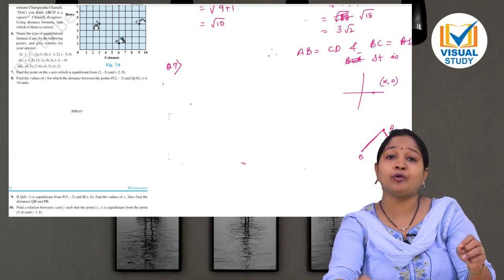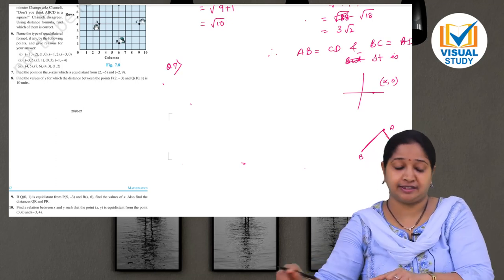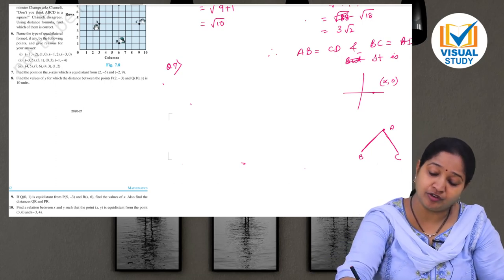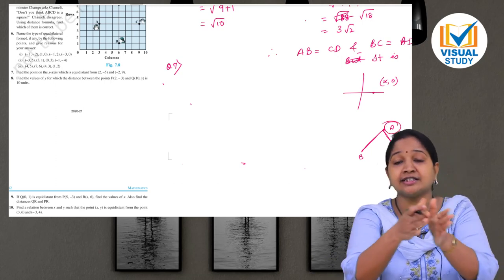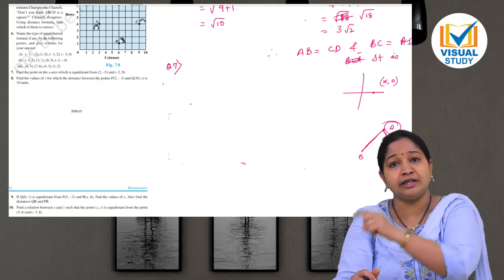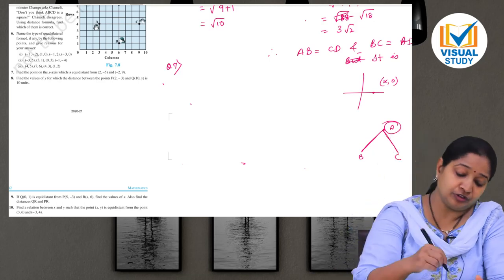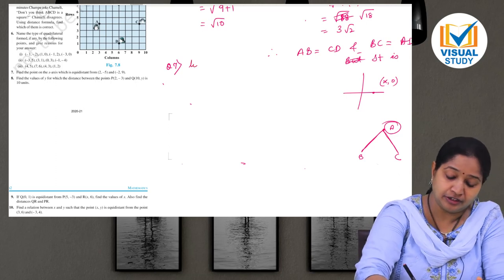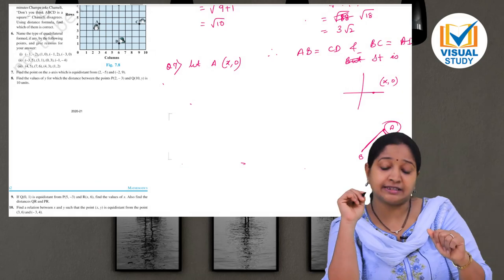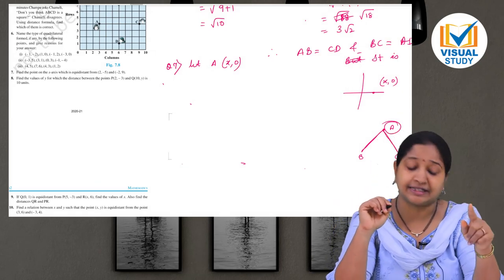That means your point A is equidistant from B and C. Find the point on the x-axis. That means you have to find A which is equidistant from B and C. Equidistant means equal distance, so AB should be equal to AC. Now let your point A be (x, 0). Why is your point A (x, 0)? Because it is on the x-axis.